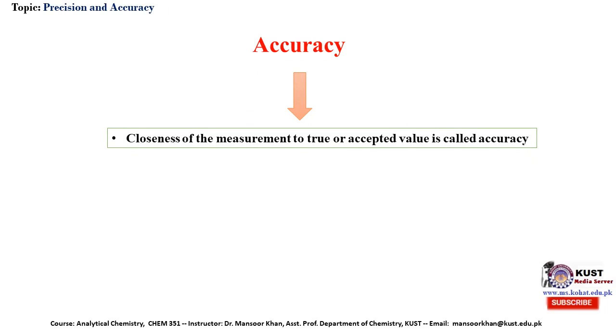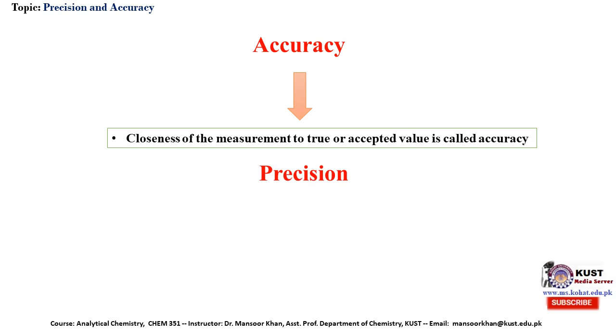Accuracy can be defined as the closeness of the measurement to the true or accepted value. Means if you are performing an experiment in the laboratory and you obtain measurements, you obtain some result, then the measurement or the results are compared with the accepted value. Now the closeness between the accepted or true value is called accuracy.